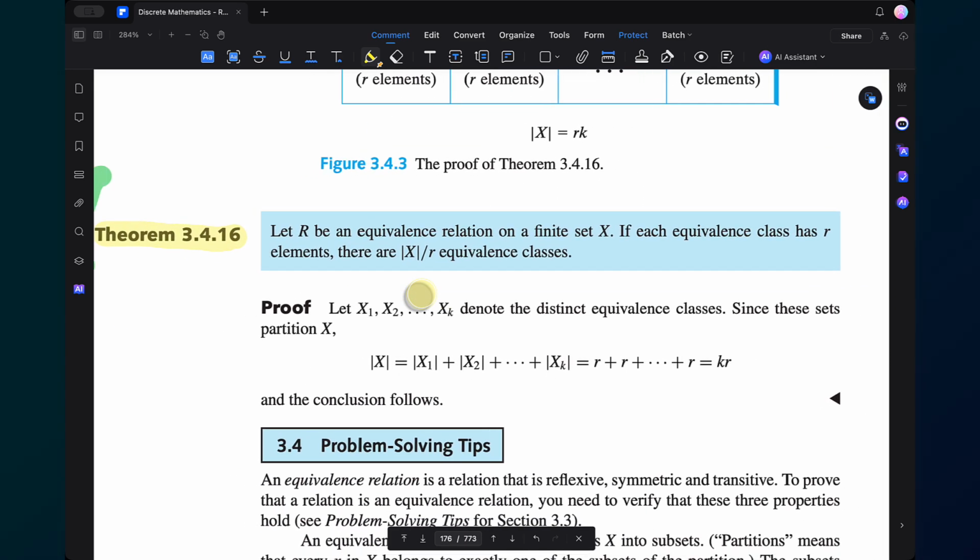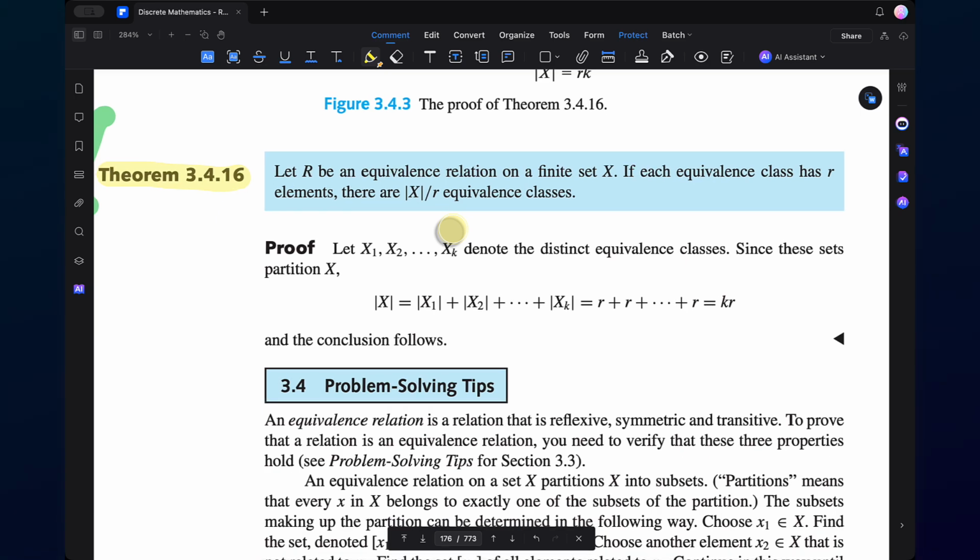It's very obvious as well, but here, let R be an equivalence relation on a finite set X. If each equivalence class has r elements, then there are the size of X divided by r equivalence classes. You can see that because that's the only way you could divide up a finite number of things so that they have the same number of elements in each equivalence class. The way you can see that is here.